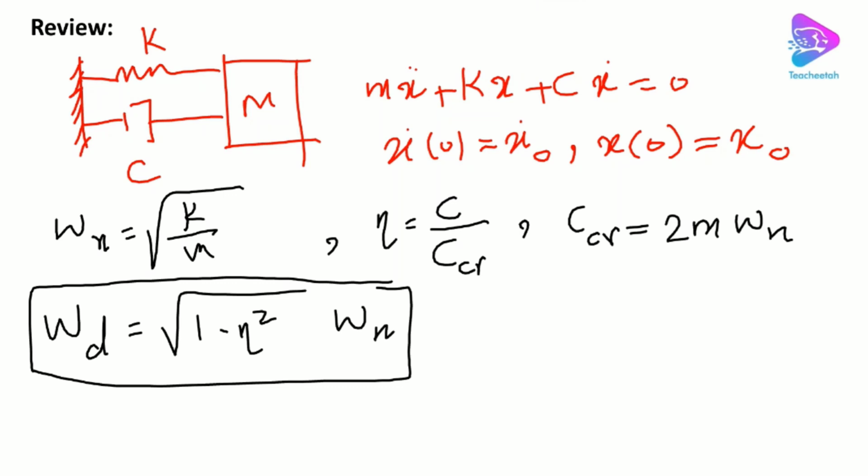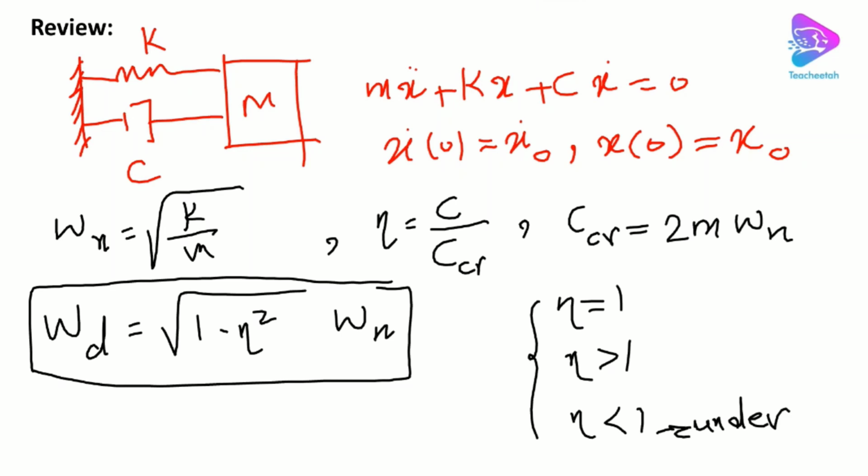But something that is important to know is when zeta has a special value. The damping ratio could be equal to 1, could be greater than 1, or could be smaller than 1. For smaller than 1 we call it the underdamped system. For zeta greater than 1 we call it overdamped, and for zeta equal to 1 we call it critically damped. These three cases give us different responses for the system.